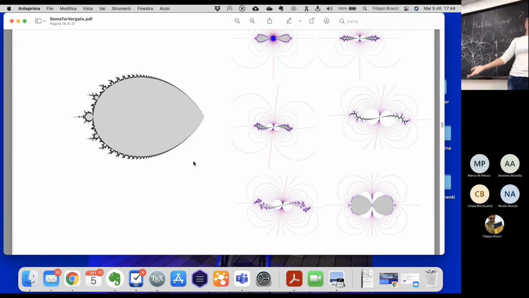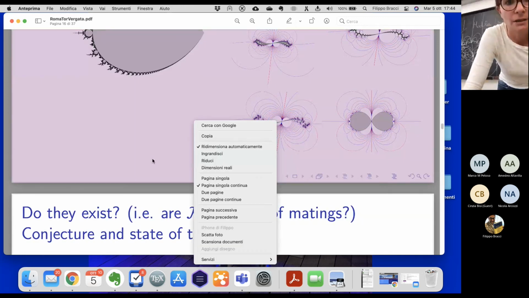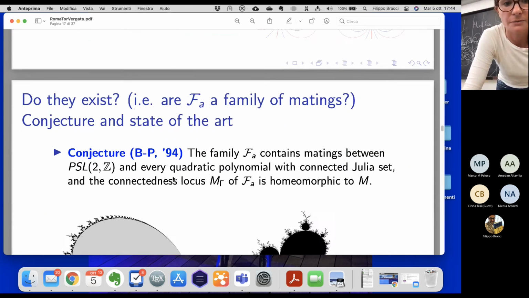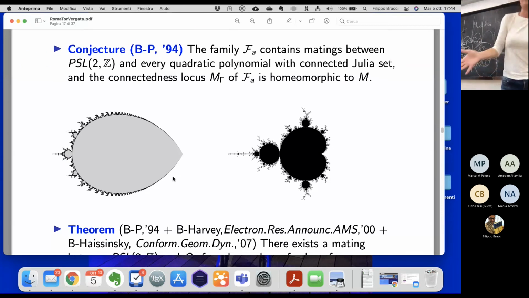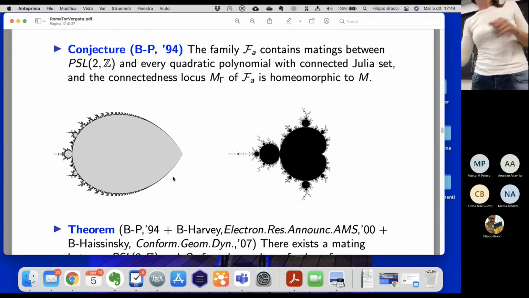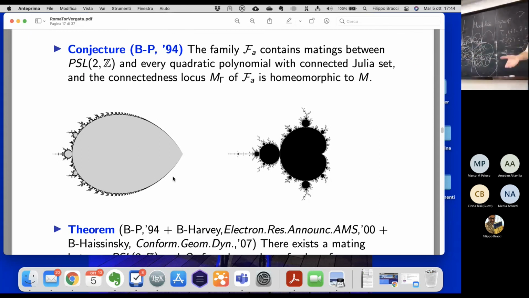So the conjecture is natural. This family of correspondences contains a mating between the modular group and quadratic polynomials. We want the limit set connected, the Julia set of every quadratic polynomial, and moreover, the connectedness locus is homeomorphic to the Mandelbrot set.